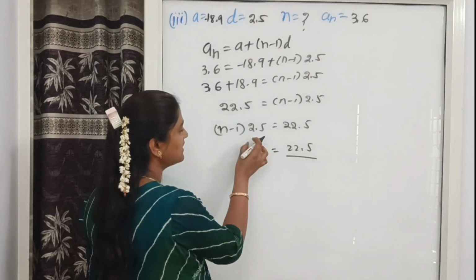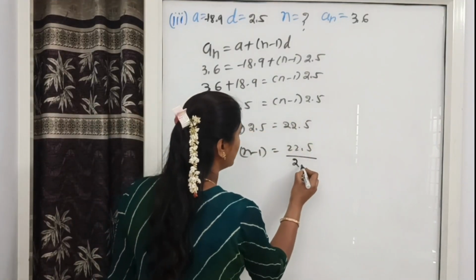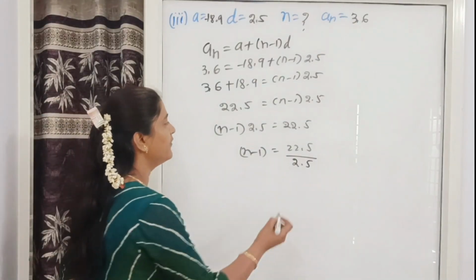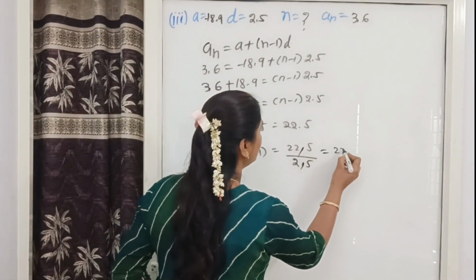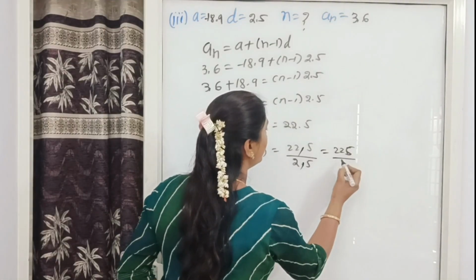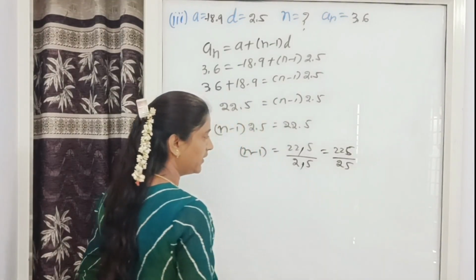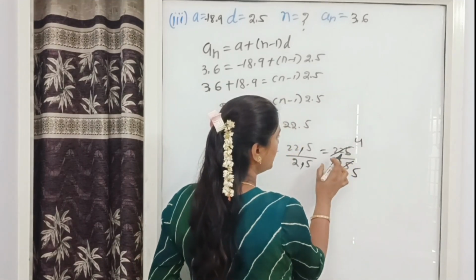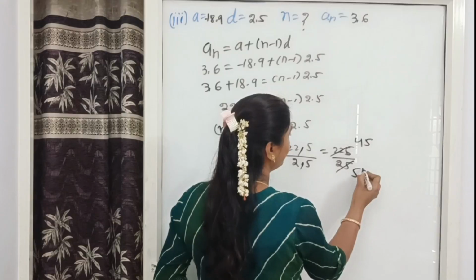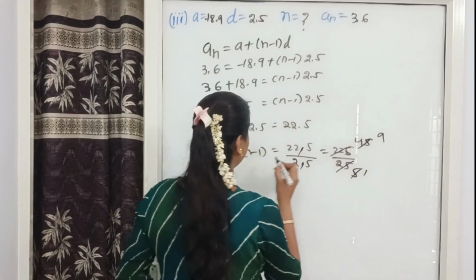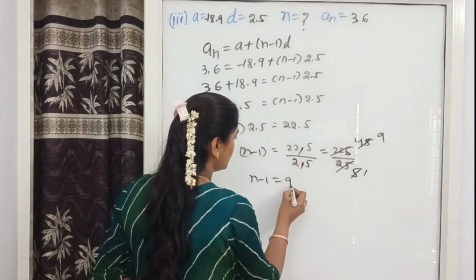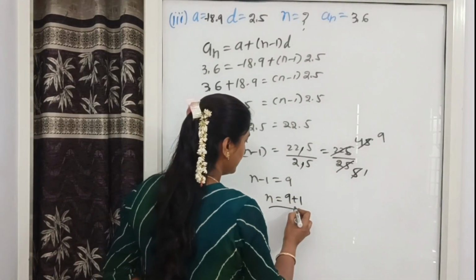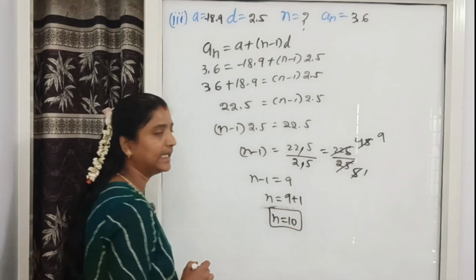So n minus 1 is equal to 22.5 divided by 2.5. If you transpose something that is multiplied, it becomes divided. If you cancel the decimal, you will get 225 upon 25. 25 tables: 25 ones are 25, 25 nines are 225. So n minus 1 is equal to 9. If you transpose 1 to this side, it becomes 9 plus 1, which is 10.